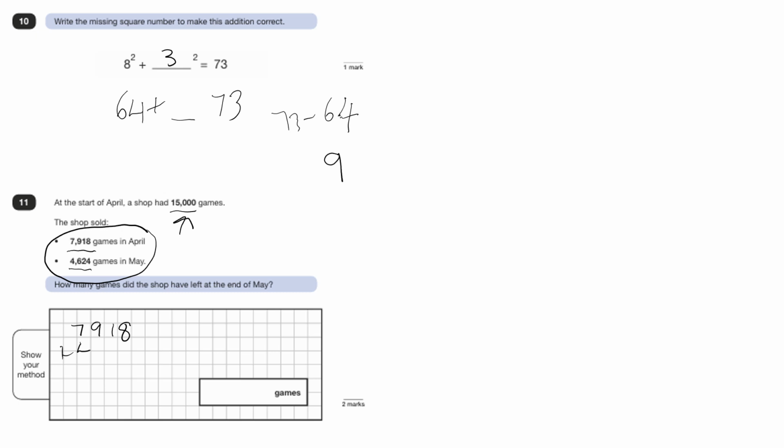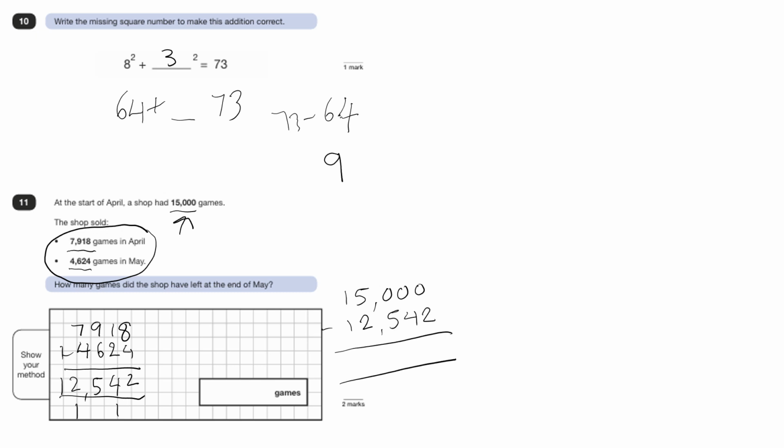7,918 add 4,624 first. 12, 2 add 1 is 3, add 1 is 4, 9 add 6 is 15, 7 add 4 is 11, add 4 is 12, add 1 is 12, sorry. And then we need to subtract that from 15,000. If you want, you can do column subtraction, but this means we need to do a lot of exchanges.